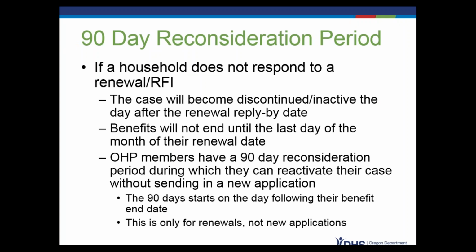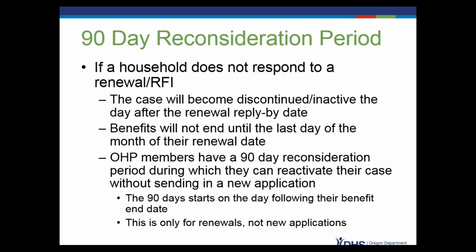So now we've talked about the very basics of what a passive renewal is and how it relates to the active renewal process, which is the new name for renewing as we have always done it in the past. I'm going to also quickly talk about the 90-day reconsideration period, and that is 90 days that happens as soon as someone's case closes. So that's as soon as the deadline has passed for a renewal or that RFI, depending on whether it is a passive or active renewal.